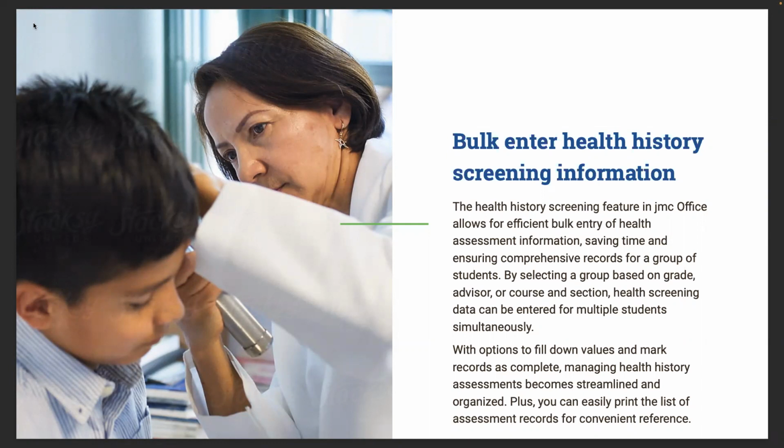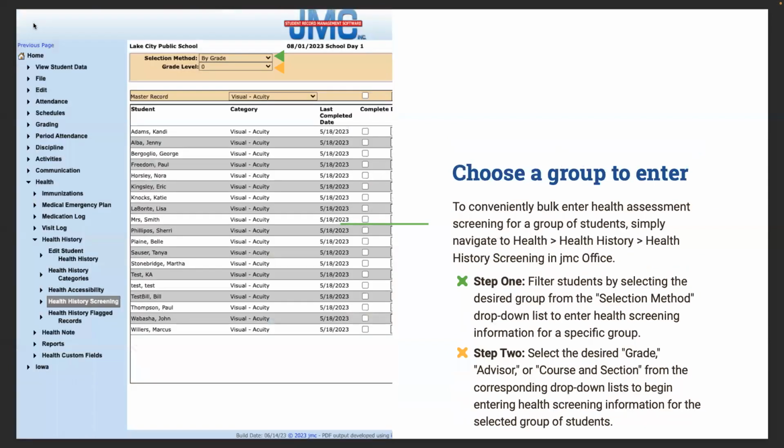By selecting a group based on grade, advisor, or course and section, health screening data can be entered for multiple students simultaneously. With options to fill down values and mark records as complete, managing health history assessments becomes streamlined and organized. Plus, you can easily print the list of assessment records for convenient reference.